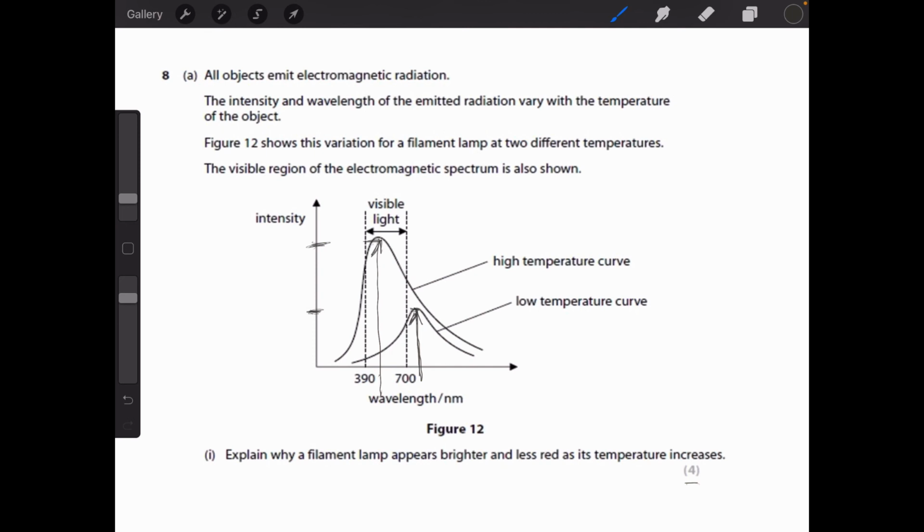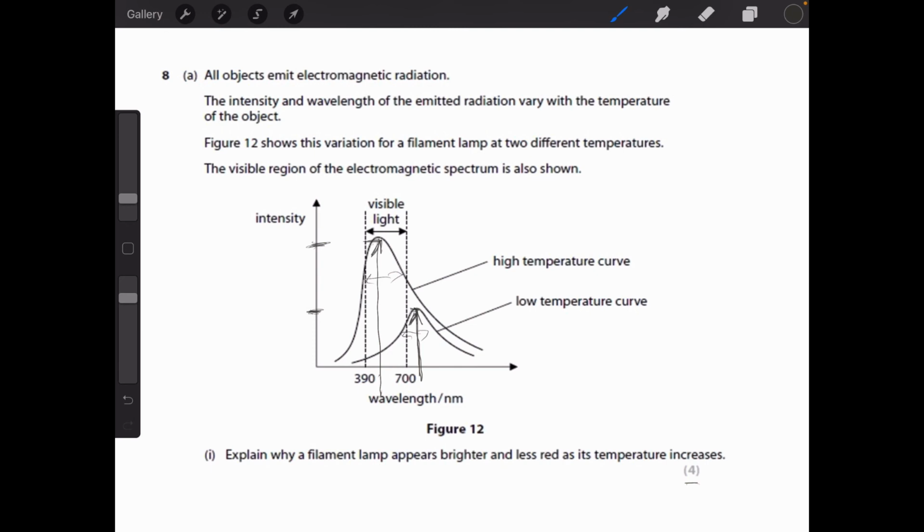The other thing to notice, and the mark scheme will help you to look through this idea a bit more as well, I'm sure, is that at lower temperatures, the intensity of the radiation that's emitted is lower, and the range of wavelengths emitted, if you look at the width of this peak compared with this peak, is greater at a higher temperature as well. And that means that it's emitting a greater range of colours of light.